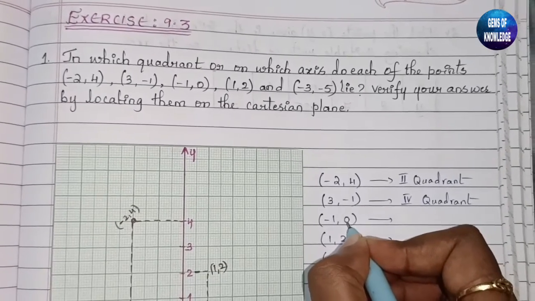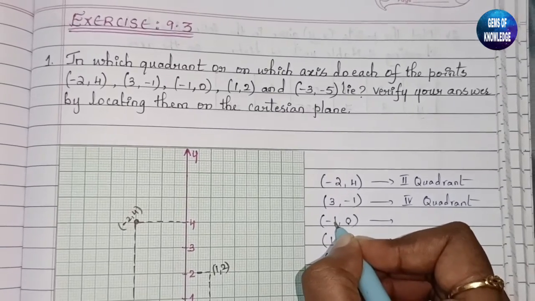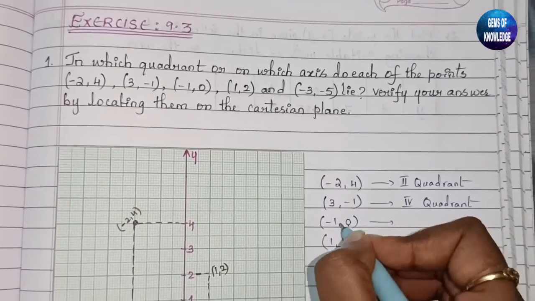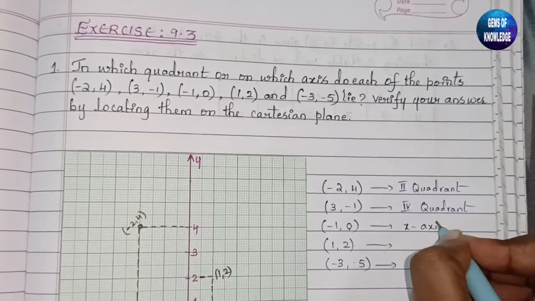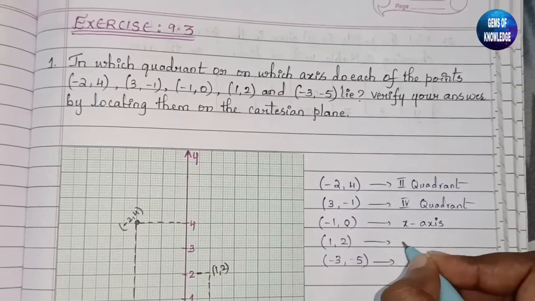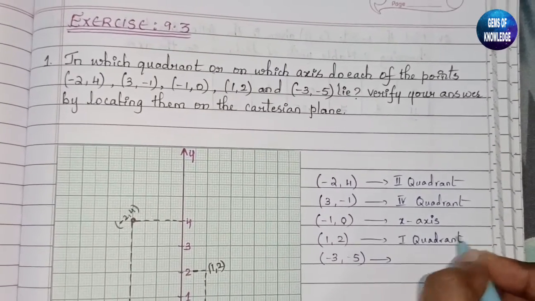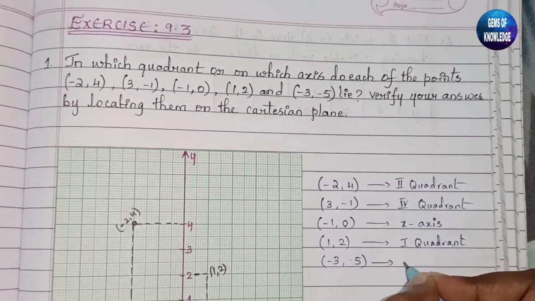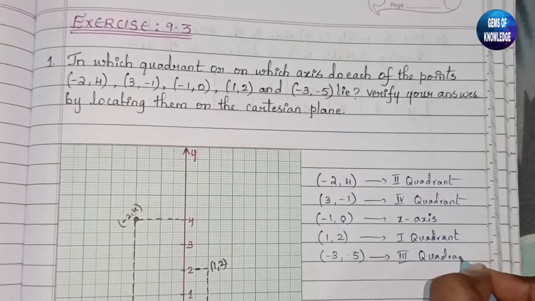(-1, 0). You can see here the y-coordinate is 0. It means this point comes on the x-axis only. So we can write that this comes on the x-axis. Next one is both positive, which means it comes in the first quadrant. Then you can see both are negative. It means it comes in the third quadrant. So let us verify this with a graph sheet.